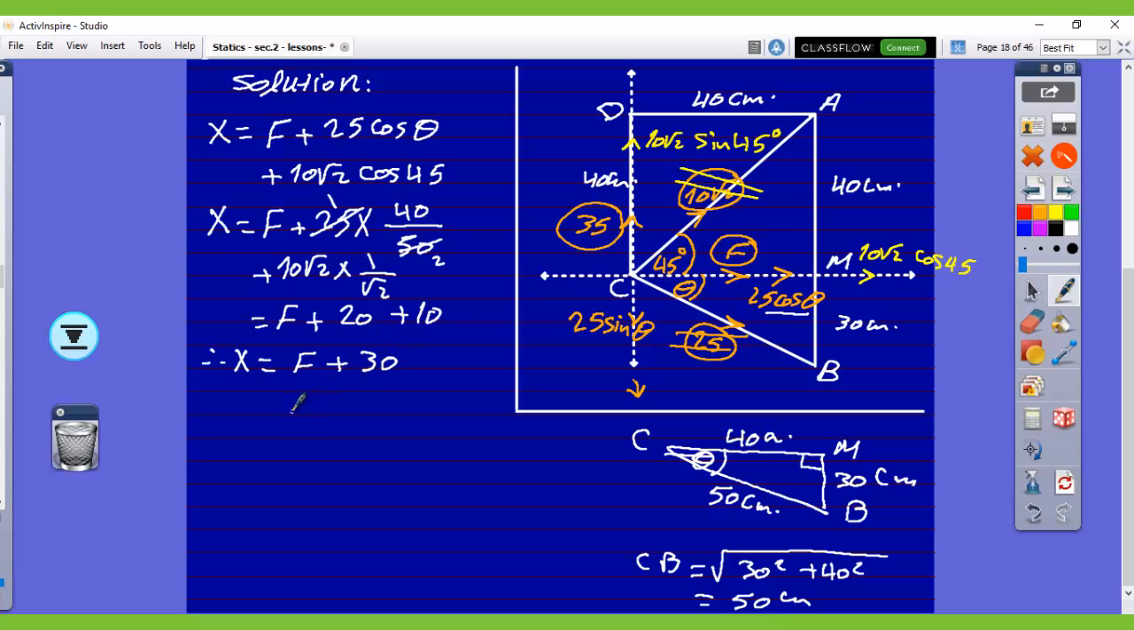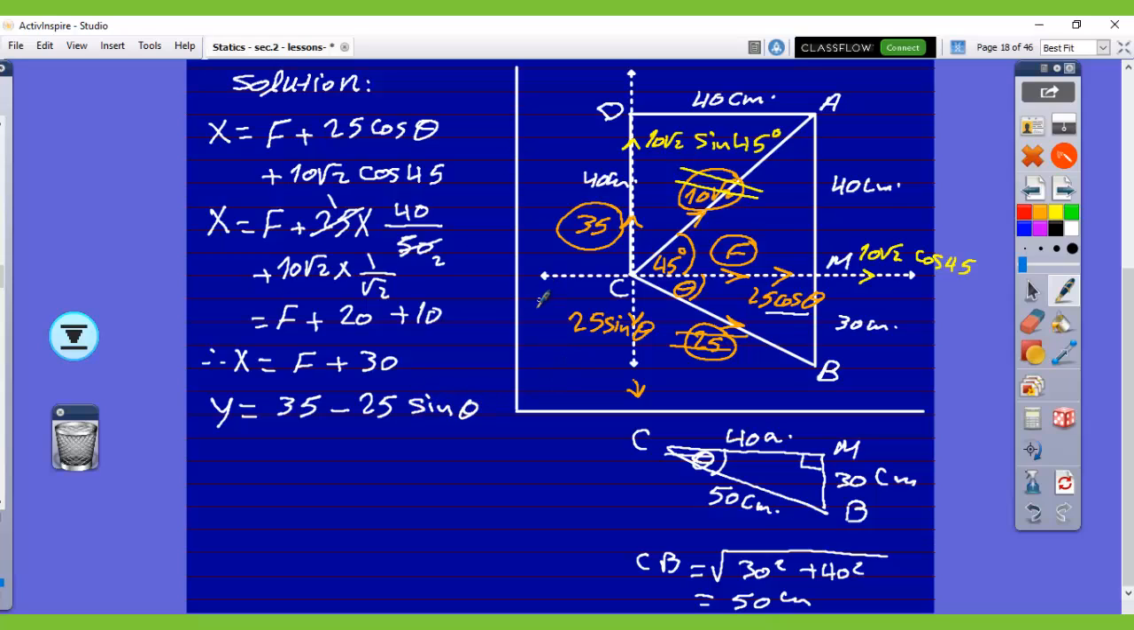Now, what about y? Y is the sum of all components in the vertical direction. We have positive 35, plus, we can write minus 25 sine theta.